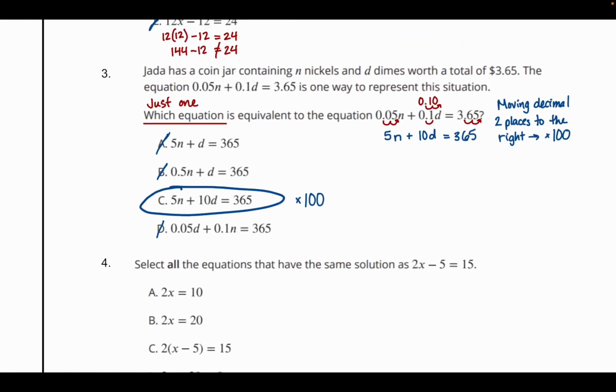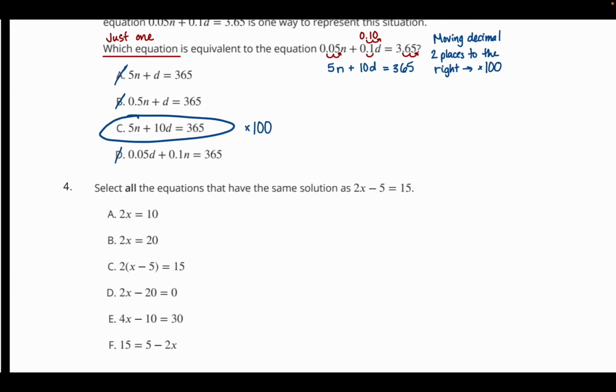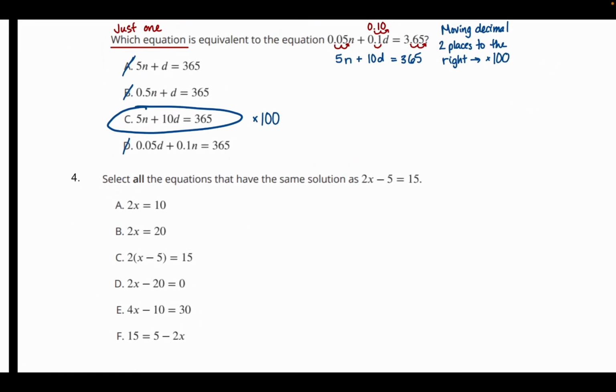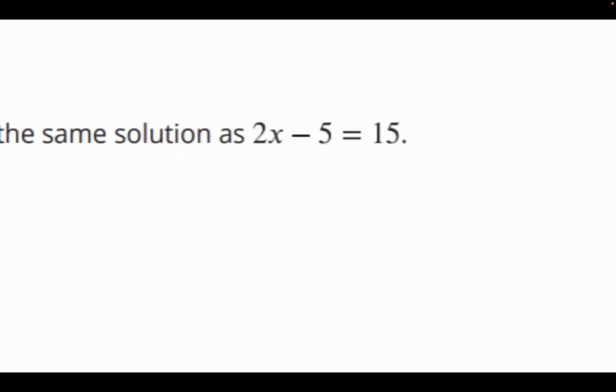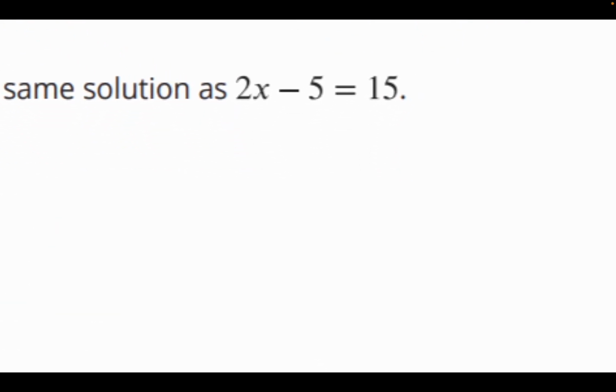That brings us then to question 4. We want to select all equations that have the same solution as 2x minus 5 equals 15. So I'm actually going to do sort of the same stuff here, and I'm just going to work towards solving this and then see if any of my steps show up, and then analyze the rest to see if they're actually solutions.